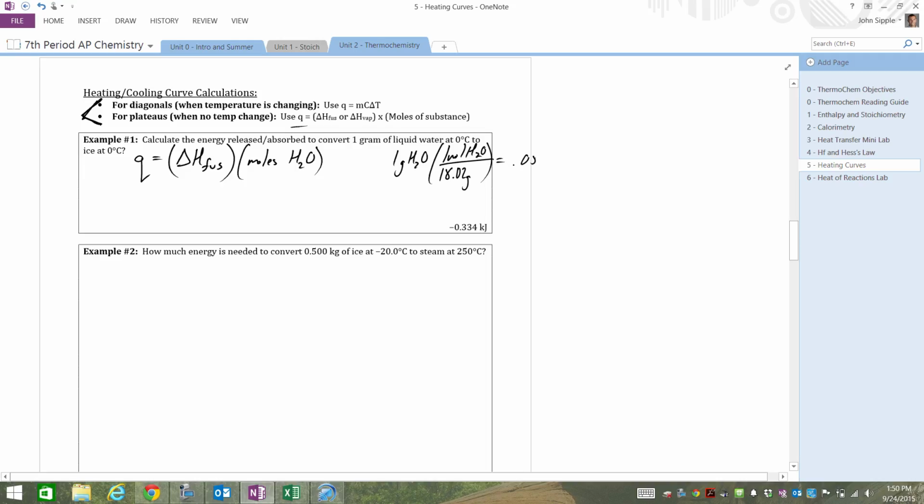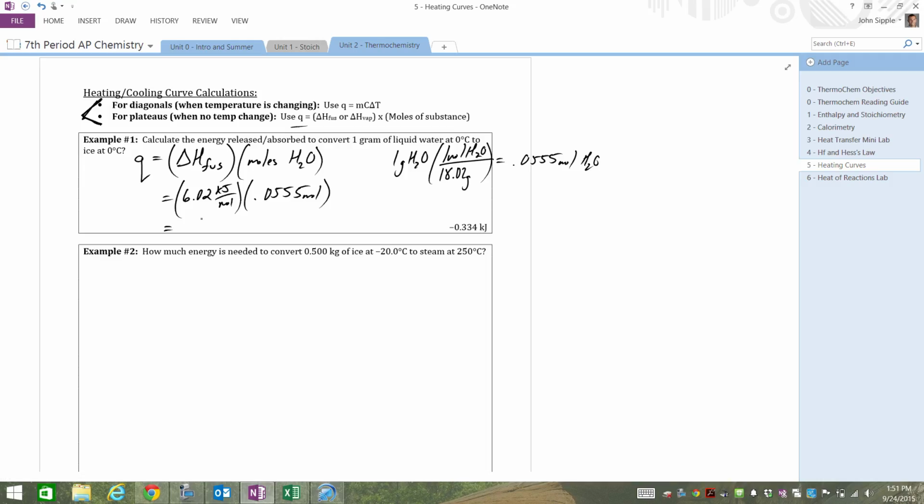I got 0.0555 moles of H2O. I'm going to plug that in, okay? I don't know the value, so I'm just going to look at the front page there. Delta H of fusion is 6.02 kilojoules per mole. And we got 0.0555 moles. I already pulled out the calculator. What am I doing?